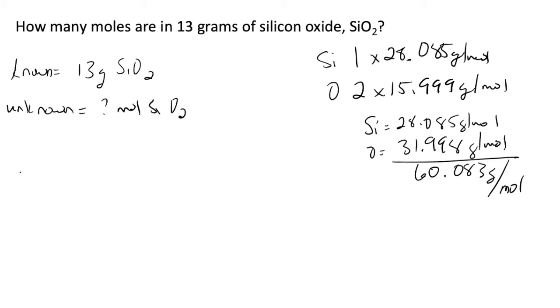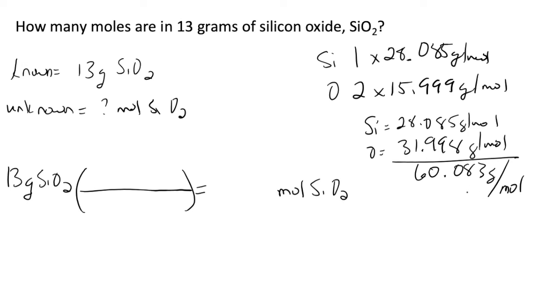Now let's set up our problem. We begin with 13 grams of silicon oxide, and we're going to set this up in a way where we are calculating the moles of silicon oxide. We want to use our molar mass in a way where grams is at the bottom so that we can cancel out grams of silicon oxide and leave moles of silicon oxide. Remember, the number is always attached to the grams. It follows the grams around.